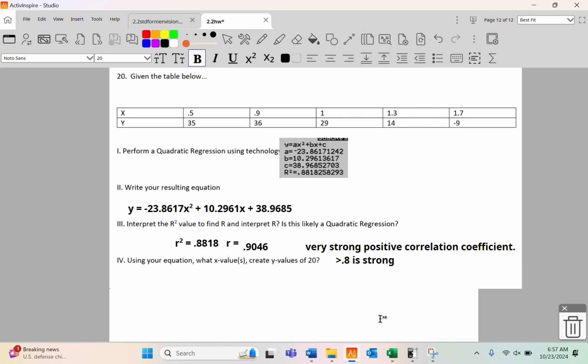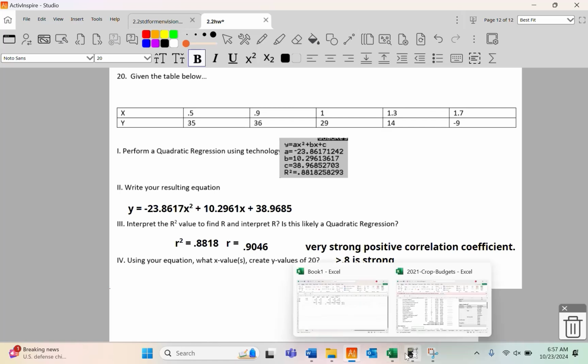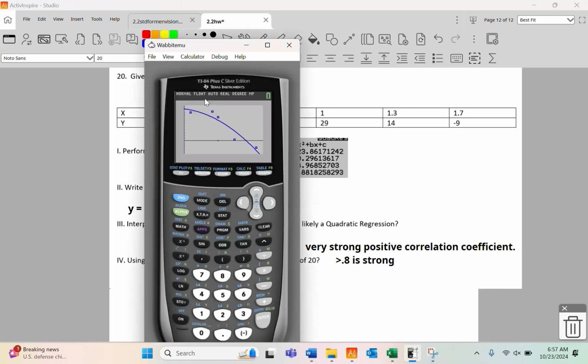All right, using your equation, what x values create y values of 20? And this is another reason why I did the calculator. I'm going to go to Y equals. I'm going to put a 20 in Y2. I'm going to hit graph. And I'm going to use the intersect feature. Second trace 5 for intersect. This is exactly the way your dual enrollment teacher will teach you next year. Enter, enter, enter. And there's your intersection, 1.1331.